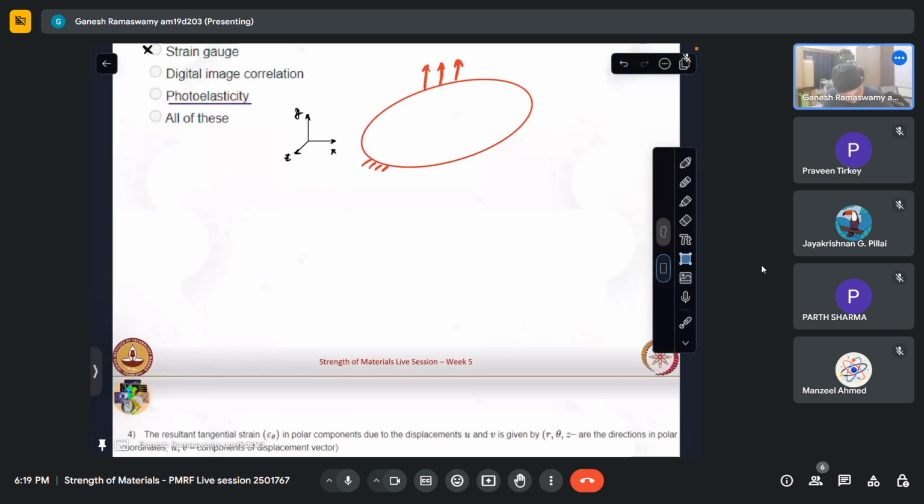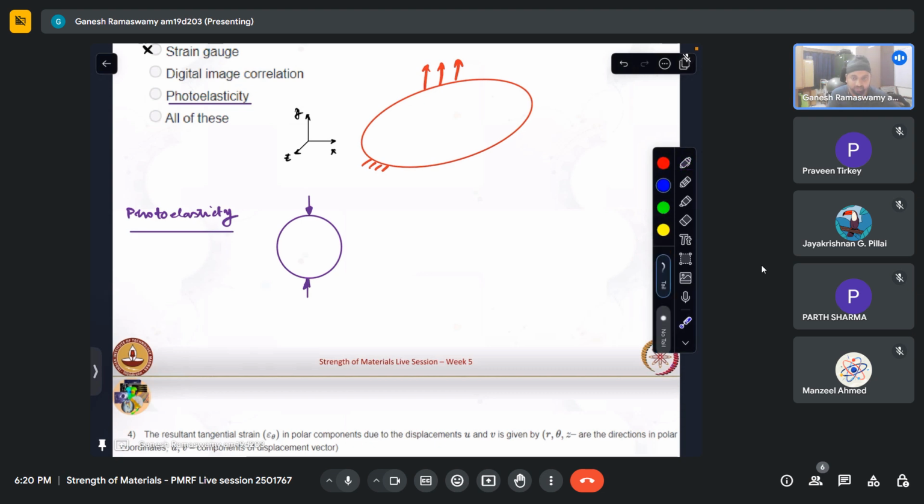So, photoelasticity, as we saw in the previous session very briefly, works on the principle of stress induced birefringence. So, I have a material, let us say, if it is a photoelastic material, what will happen is when I stress it, it will be transparent. When I stress this, at each and every point, it will develop two refractive indices.